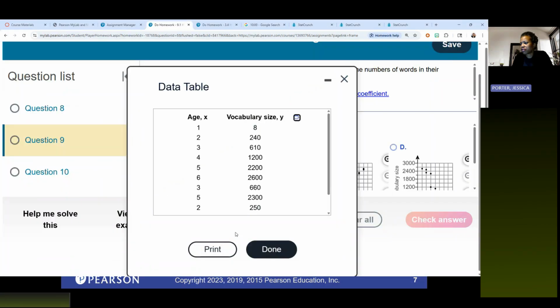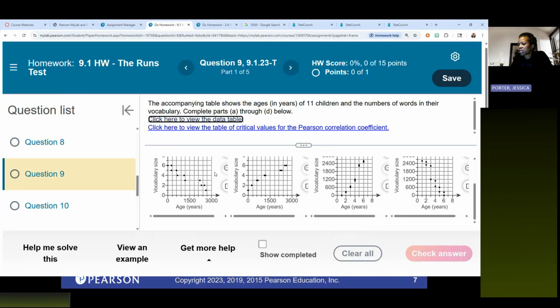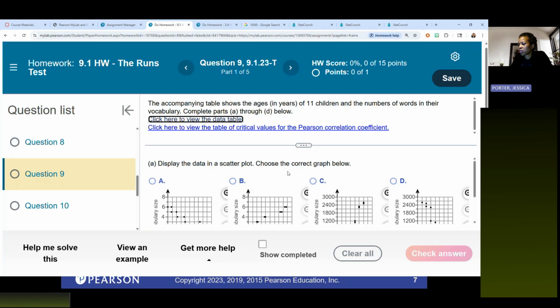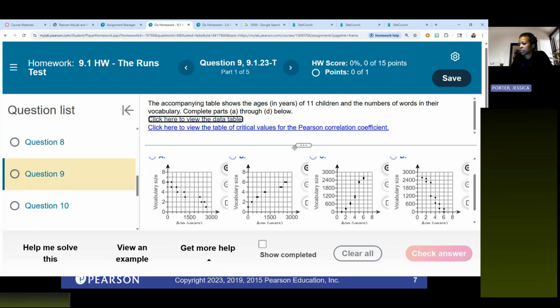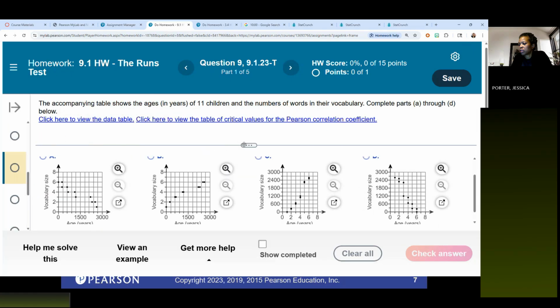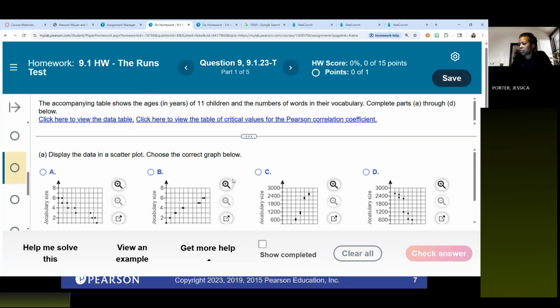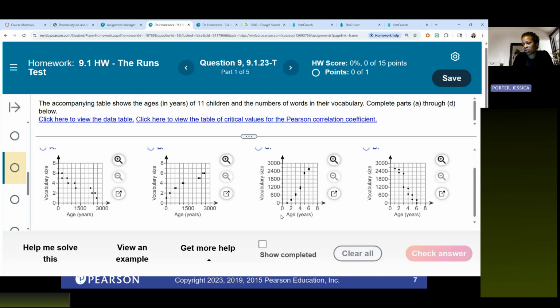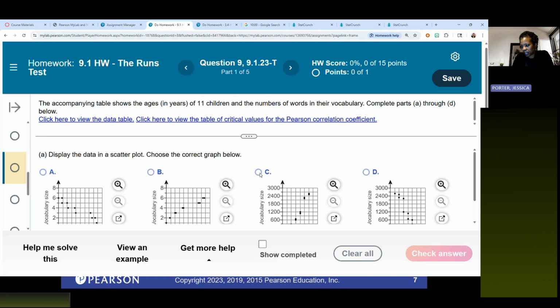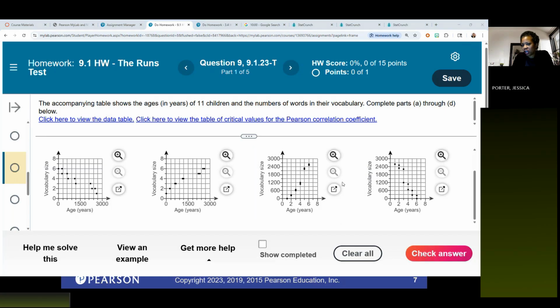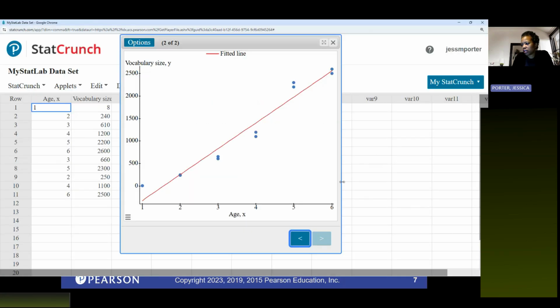So let's go back to the question itself. It says display the data in a scatter plot. Choose the correct graph below. Well, we know it's not going to be A or B because the Y was the vocabulary size and it was measured from 0 to 3,000, it looks like. Yep, looks like C. If you want to, in StatCrunch, this goes from 0 to 2,500.